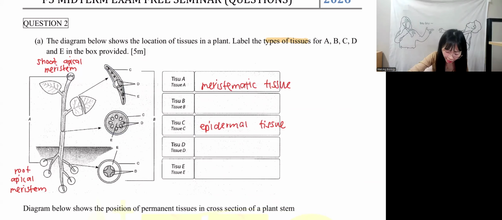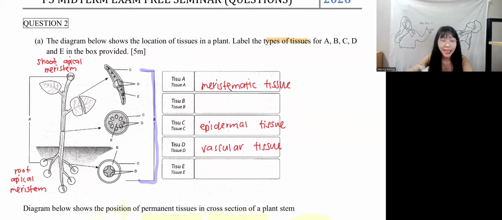Okay, next we will label D, because D is pointing at the xylem and phloem. So if it's xylem and phloem, D will be vascular tissue, correct? Every xylem and phloem is vascular tissue. So we have B and E left. What is B? B is over here, this entire thing. The entire region here is under permanent tissue. Because if you remember, we learned the labeling in permanent tissue, right? If you flip back to the notes, they're under permanent tissue. So everything here is under permanent tissue.